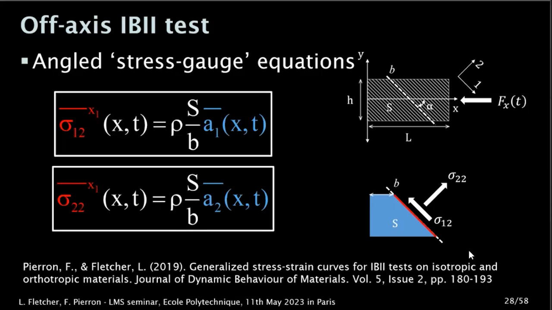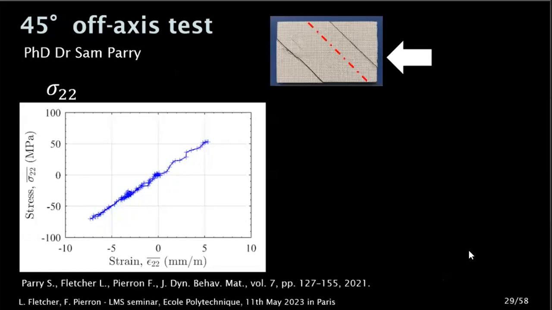And you can rework your stress strain curves from that using an off-axis configuration. So that was the PhD of Sam Parry, and we got some nice results. This is an example here on a 45-degree configuration. This is sigma 2 versus epsilon 2. And again, a lovely linear elastic loading, unloading here.